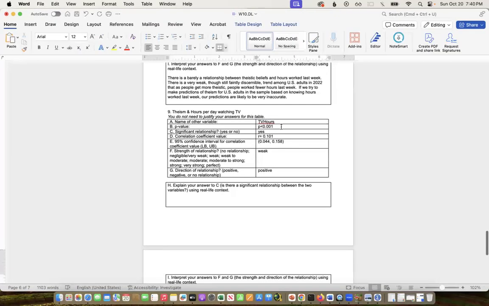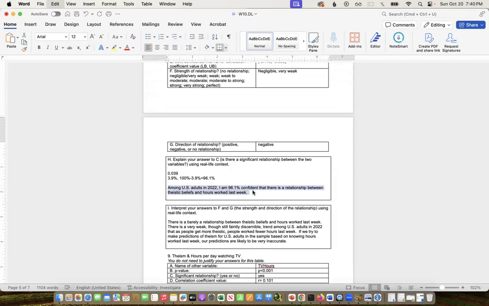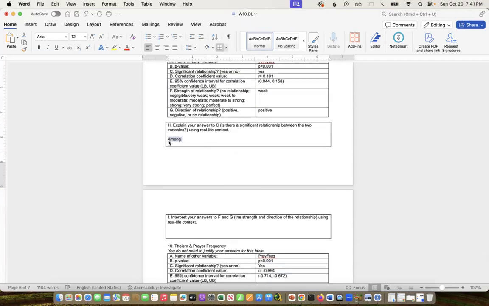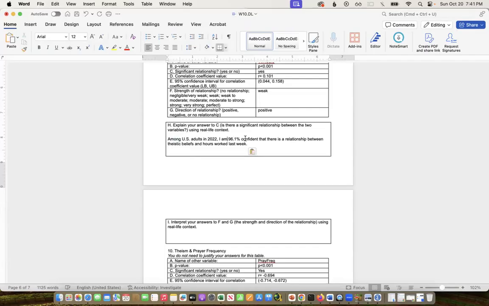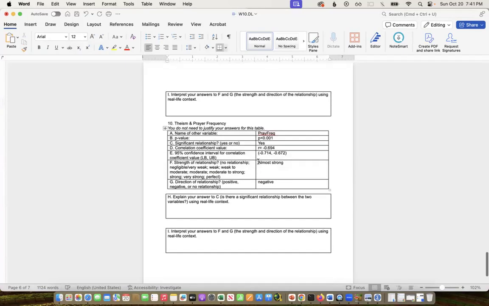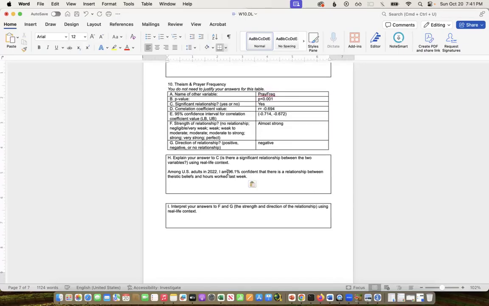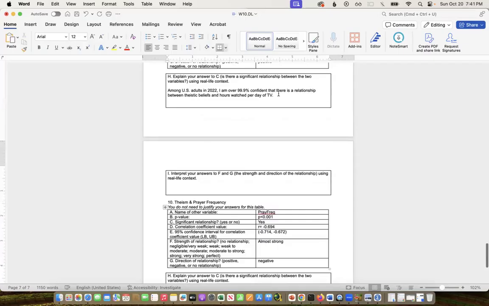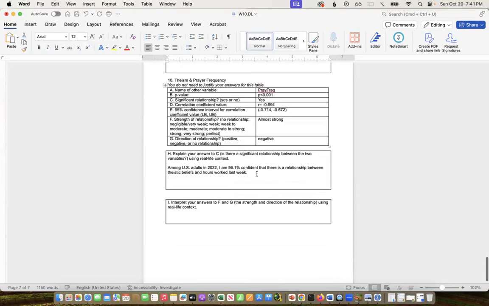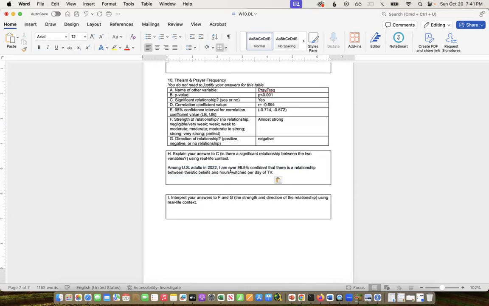Okay. So P is less than 0.001. So among, why don't I copy and paste this? Among US adults in 2022, I am over 99.9% confident, right? So if this is less than 0.1%, I can do 100% minus that. There's a relationship between theistic beliefs and hours watched per day of TV. And then for this one, it's the same as this one actually. Let's copy and paste that one. It was also less than 0.001, and so it's the same thing, except instead of hours watched, it's frequency of prayer.